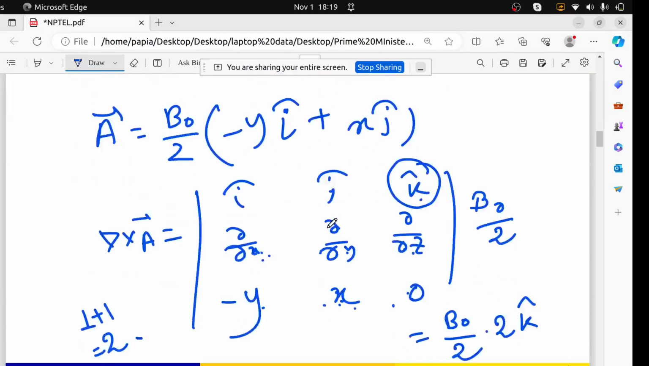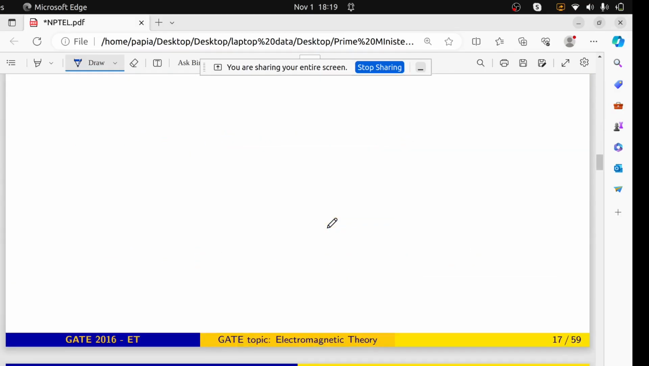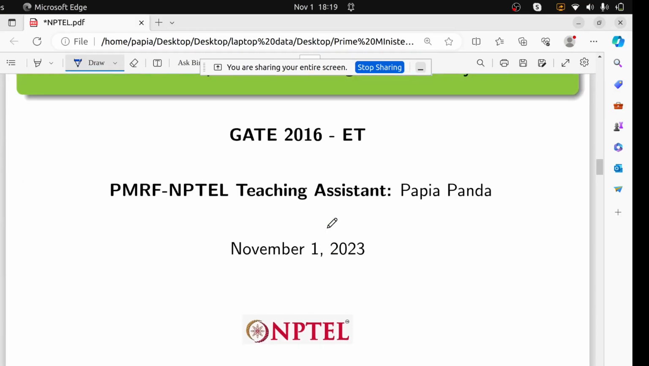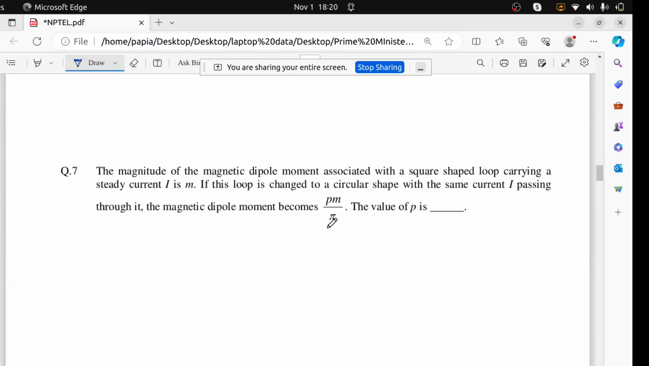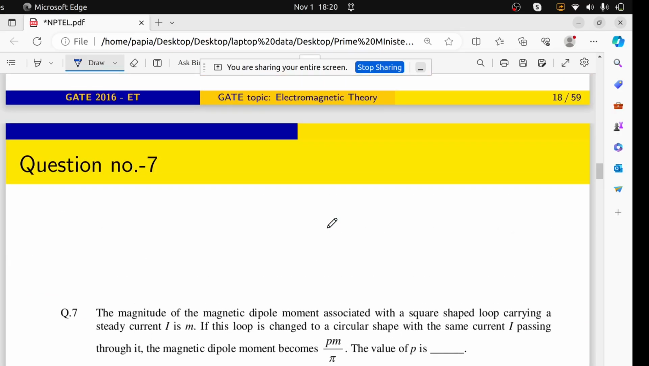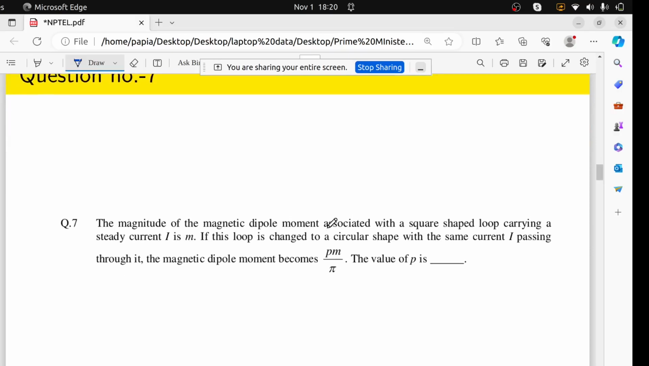Now let's come to the next question. This one I have also taken from the 2016 question paper, and the question number is 7. Just see the question carefully because it will be a little bit tricky.